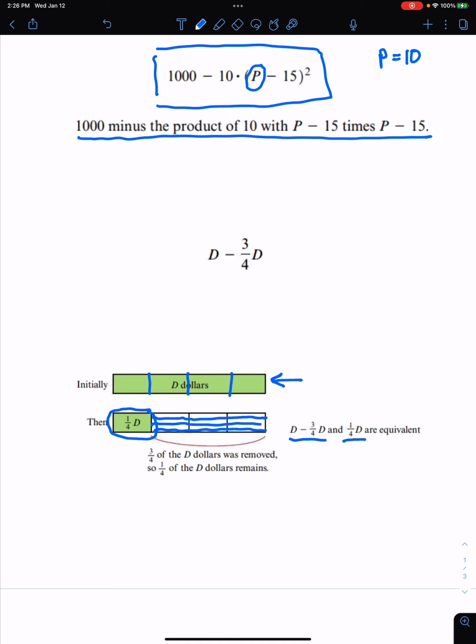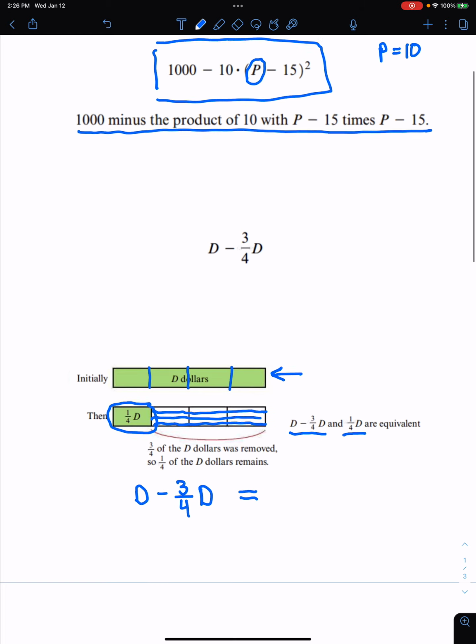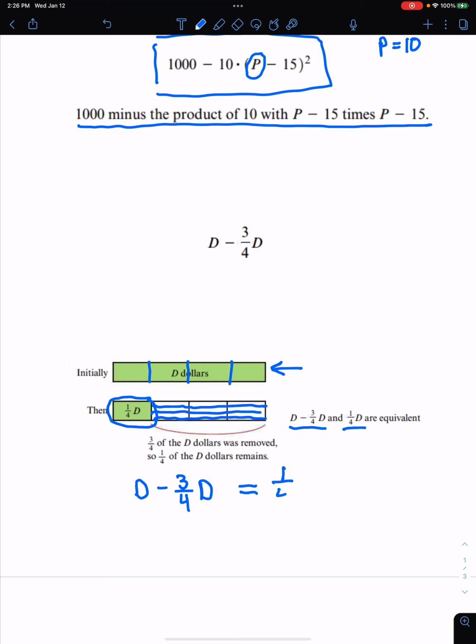So these are equivalent expressions. We could write them and they mean the same thing. d minus 3/4 d is the same as, and we could write equals, that means is the same as, right? 1/4 d. So these two expressions mean the same thing. They are equal or equivalent to each other.